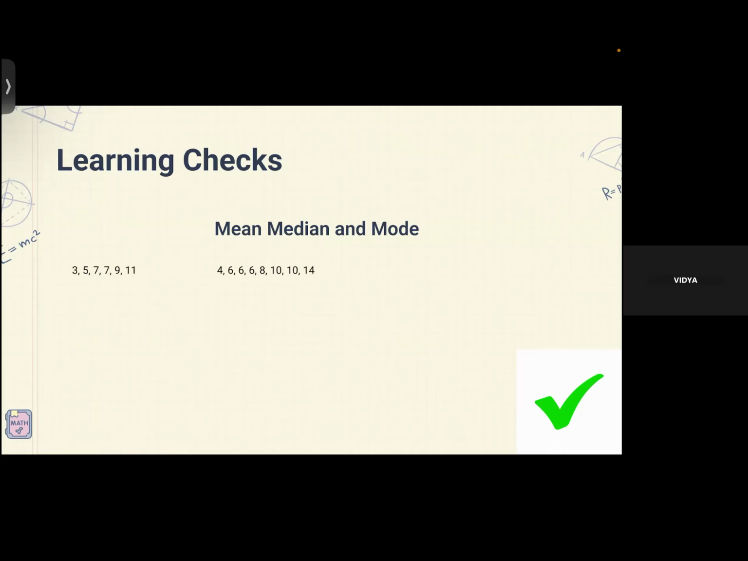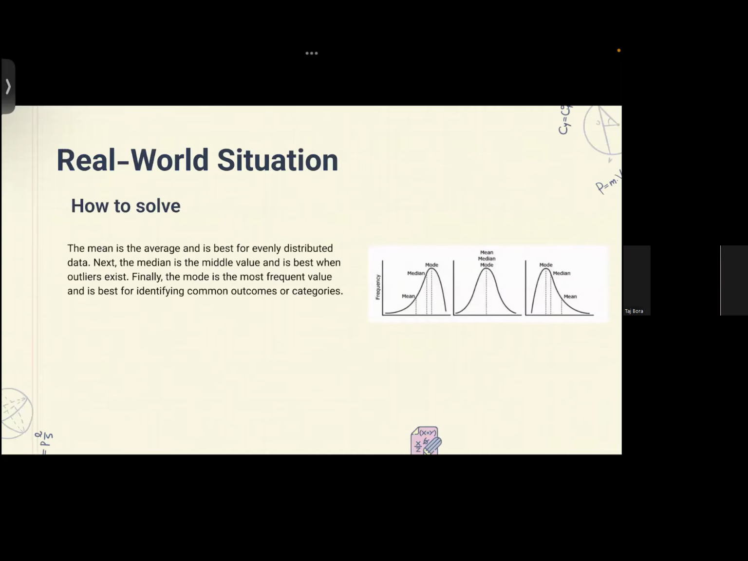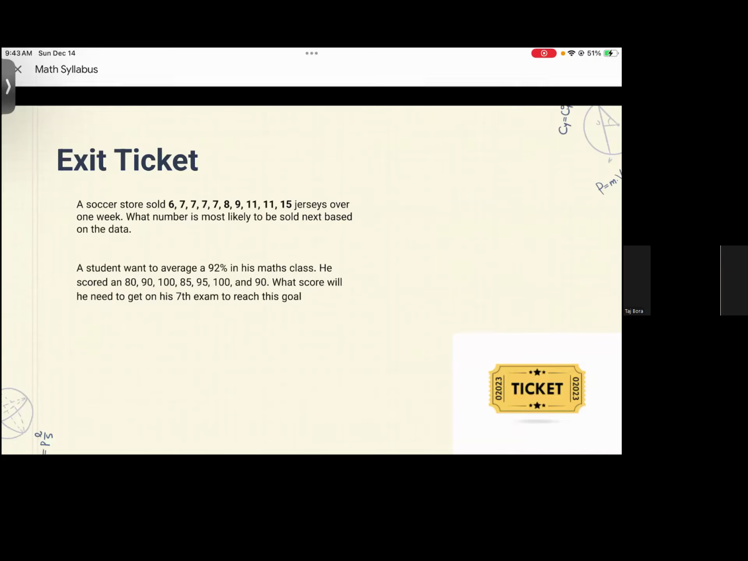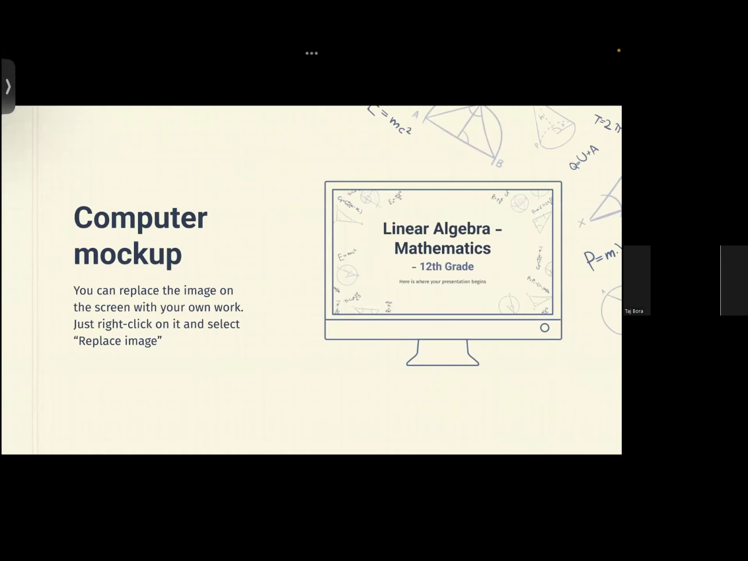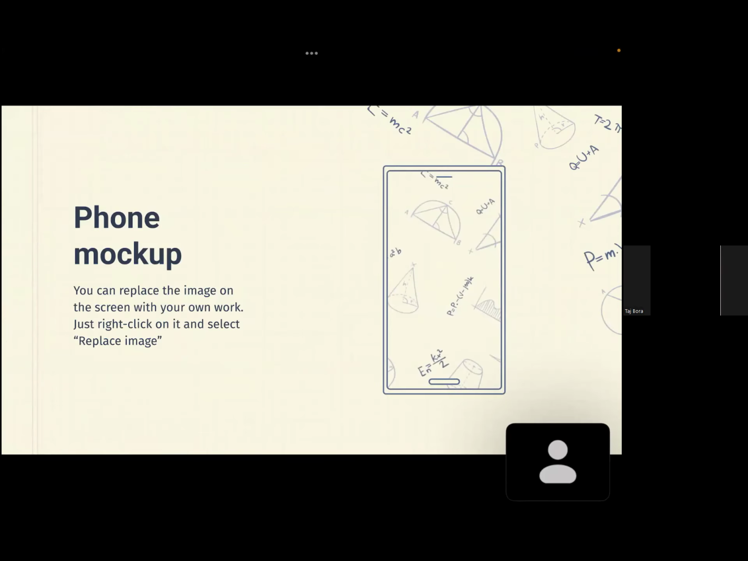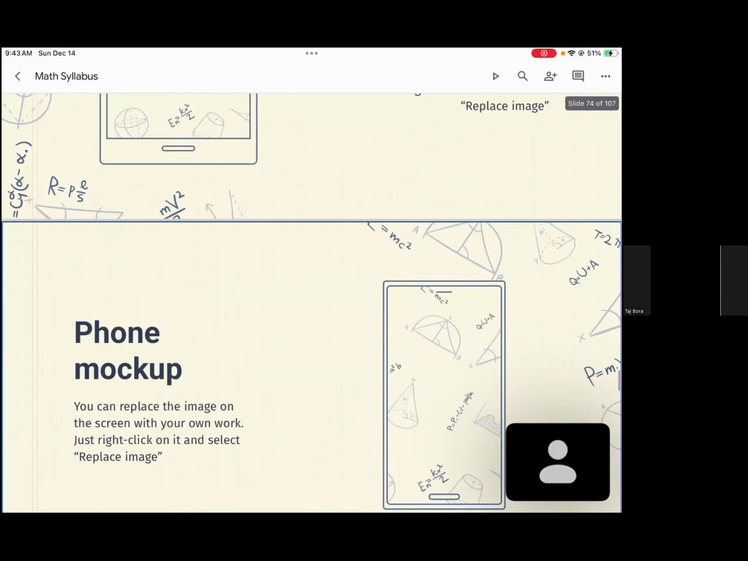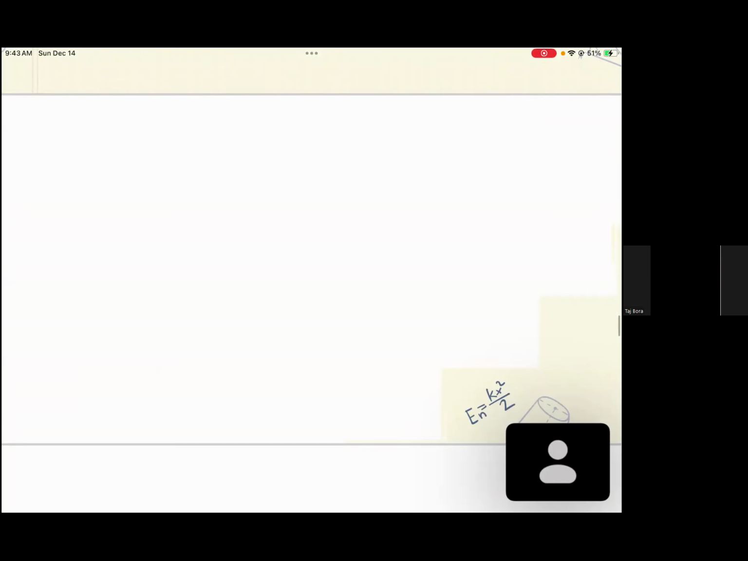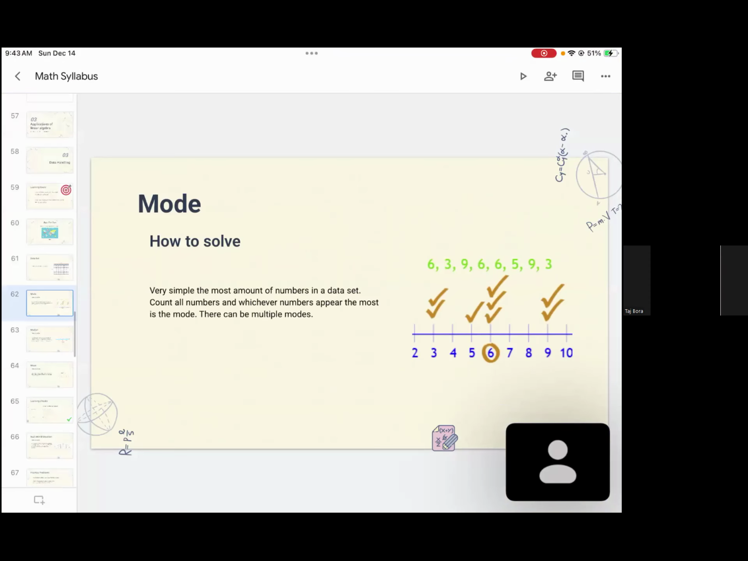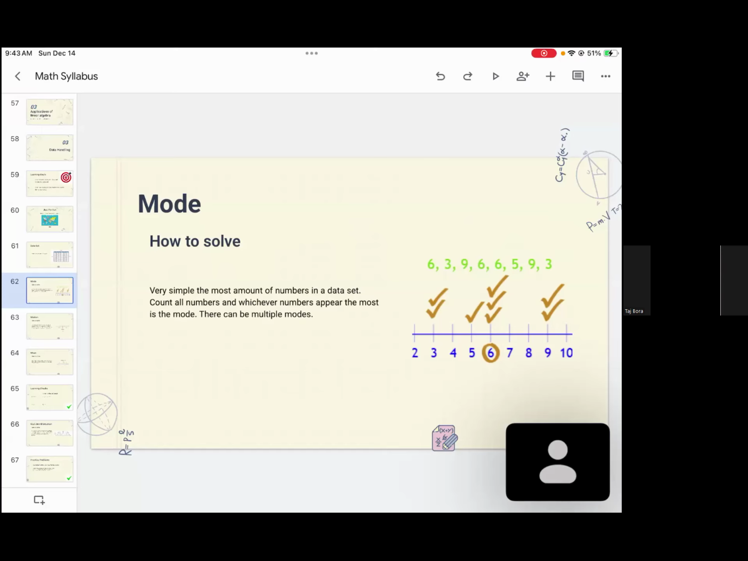Sir, we do not understand. Okay, so I will go back. Sorry, 1 second. So the mode. The mode means the number that appears the most amount of times. Does that make sense?